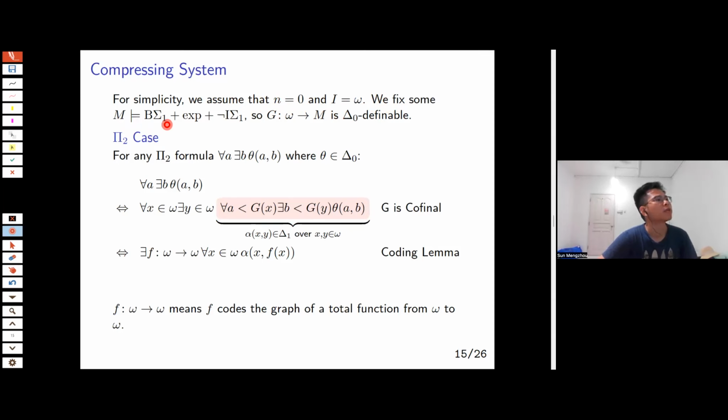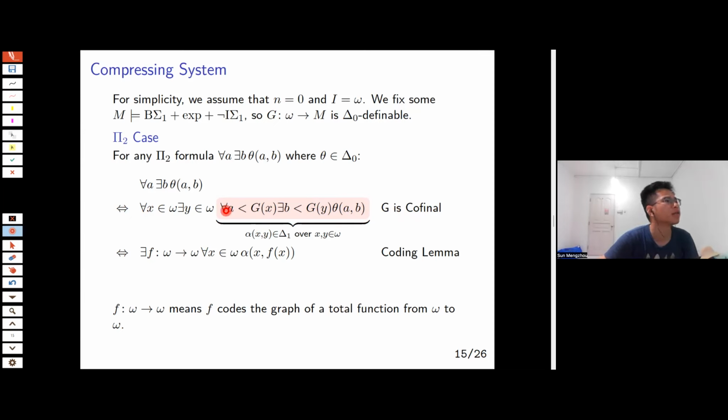So M is a model of BΣ_1 and negation of IΣ_1. And G is actually Delta_0 definable from omega to M and it's cofinal. So for the base case, the Pi_2 case, for any Pi_2 formula, for any a, there's a b, theta a b. It is equivalent to say that for any x in omega, if we consider the a less than G x, then by BΣ_1, there's an upper bound for the b, right? And this upper bound, we can take it in the form of some G y, because we know that G is a cofinal function. So no matter how large the bound is, we can take a G y such that G y is larger than this upper bound, and this y is in omega. So this is equivalent to the second one. This is quite trivial. We just use the fact that G is cofinal and BΣ_1.